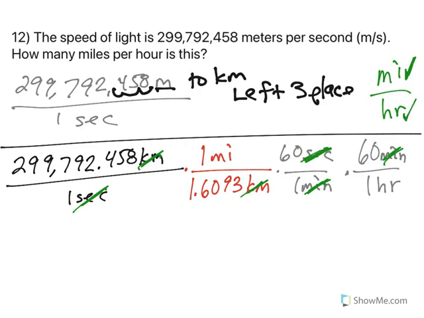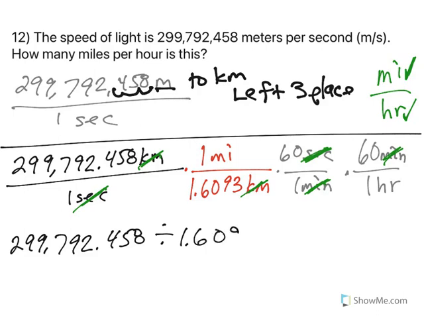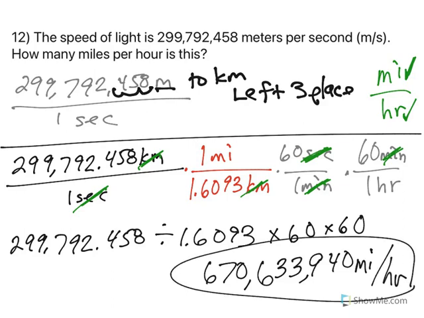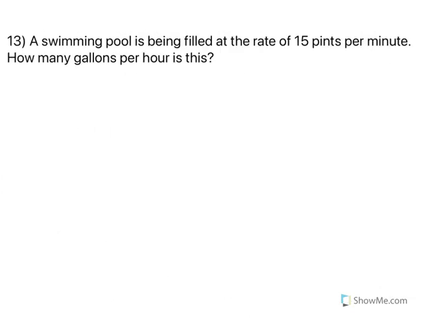So I'm going to start with my 299,792.458. I'm going to divide by that next 1.6093 because it's in the denominator, and then I'm going to multiply by 60, and then I'm going to multiply by 60 again. When I do that, I end up with 670,633,940 miles per hour. Sorry about that. I could not read my own handwriting. Let's go to the next one.